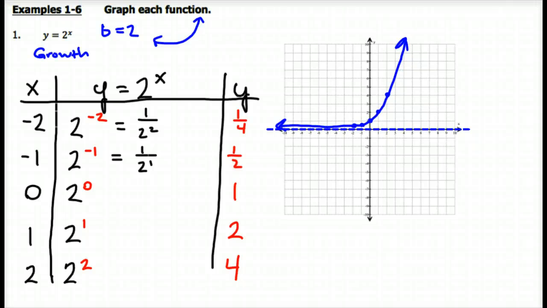Okay, so that's the basic shape and that's the basic process for graphing an exponential function. Let's go ahead and try this a few more times just to get some practice.